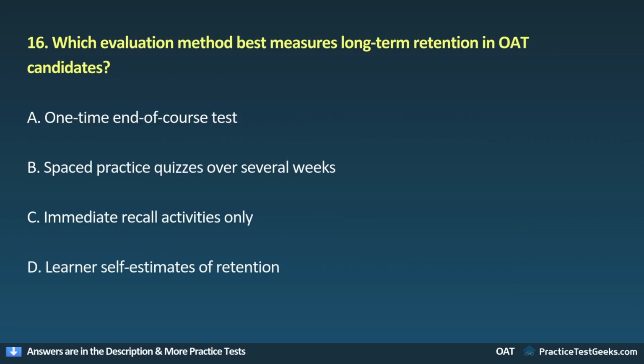16. Which evaluation method best measures long-term retention in OAT candidates? A. One-time end-of-course test. B. Spaced practice quizzes over several weeks. C. Immediate recall activities only. D. Learner self-estimates of retention.